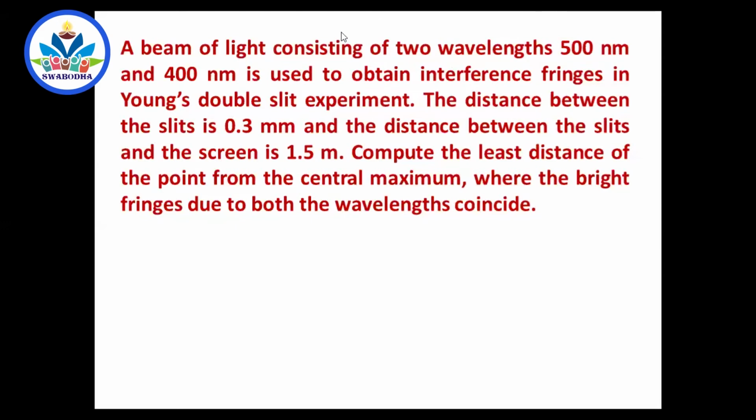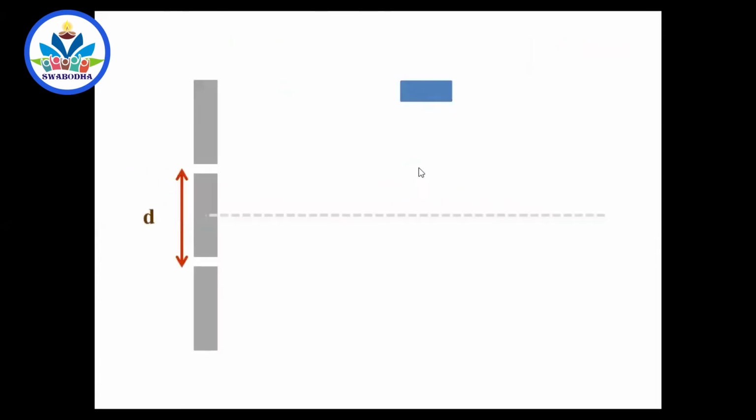These sentences must be converted into the mathematical form, and they must be applied into the diagram. Now, what are these sentences? We have two sources. Both are switched on one by one. Distance between the slits, capital D, small d, everything is given. Compute the least distance of the point from the central maximum where the bright fringes due to both the wavelengths coincide. The question answer is only like this.